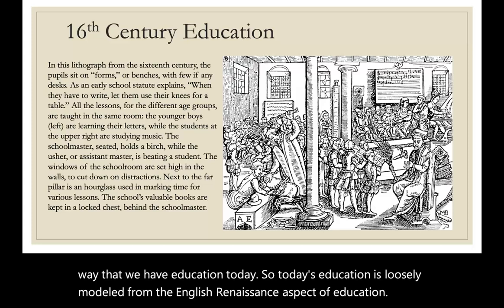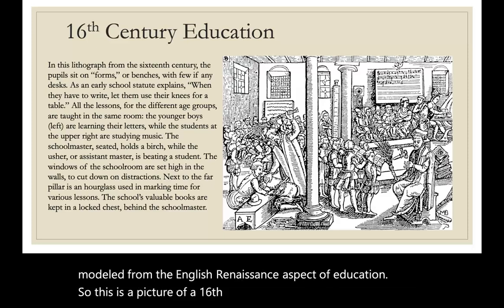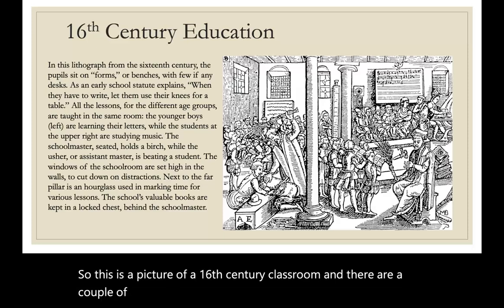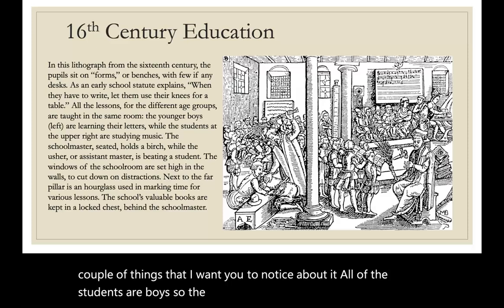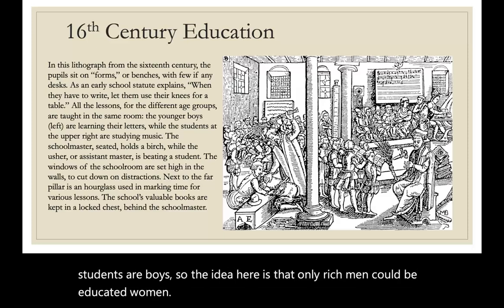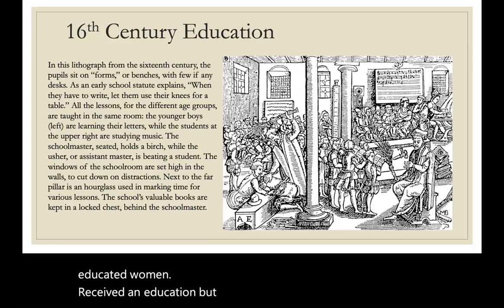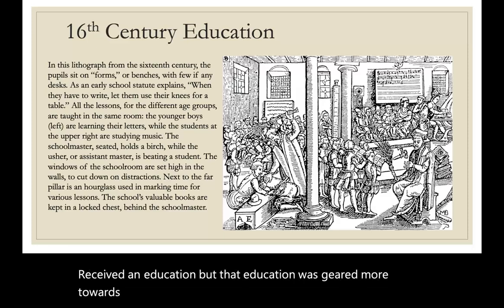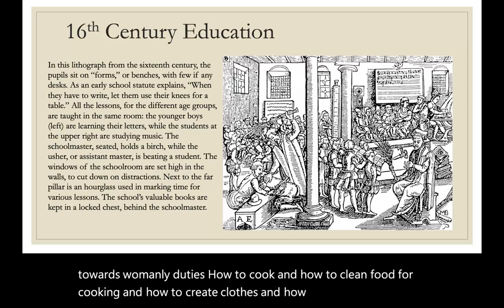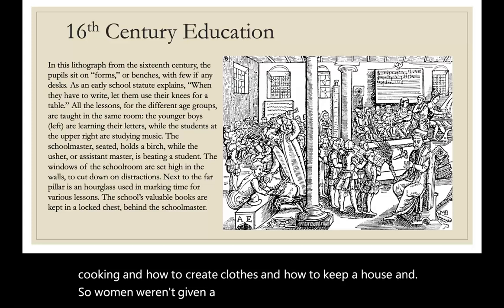So this is a picture of a 16th century classroom, and there are a couple of things that I want you to notice about it. All of the students are boys, so the idea here is that only rich men could be educated. Women received an education, but that education was geared more towards womanly duties, like how to cook and how to clean food for cooking, and how to create clothes, and how to keep a house. And so women weren't given a classroom education like the men were.